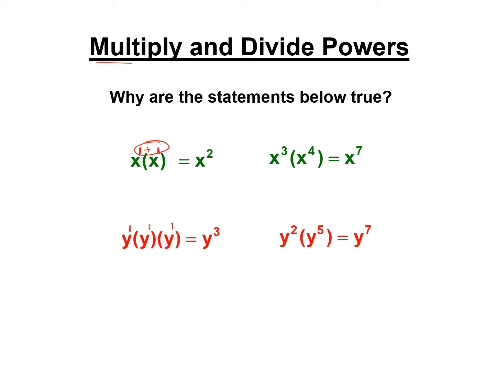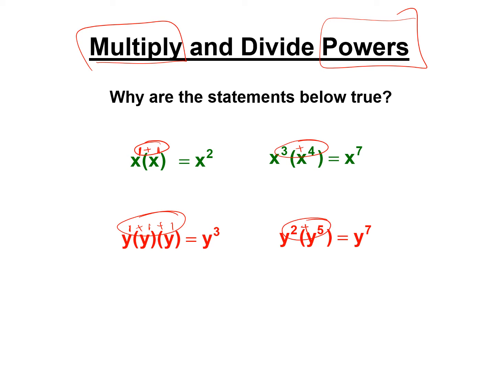This is multiplying. We'll go over dividing in a second. But multiplying powers, you literally just can add these exponents. And there's lots of uses for that. So y to the 1st, you add the 1 plus 1 plus 1 and get 3. Here you add the 2 plus 5, you got 7. And that was what was going on in the warm-up as well.